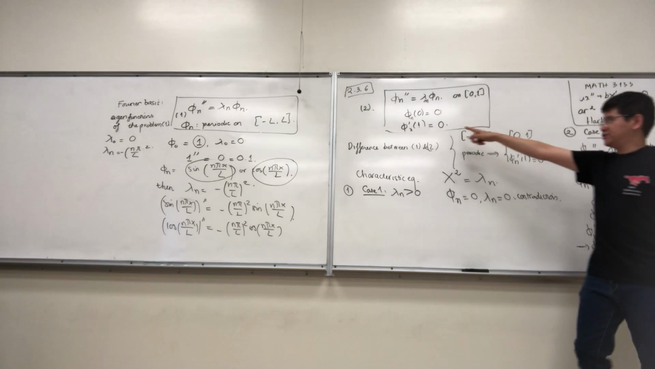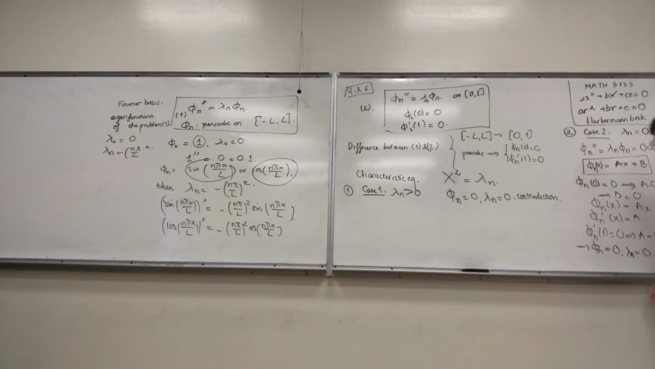You check with the two boundary conditions. Phi n of 0 is 0, which means that a times 0 plus b is 0, which gives you b is 0, right? So phi n now is ax. I'm going to check with the second boundary condition.